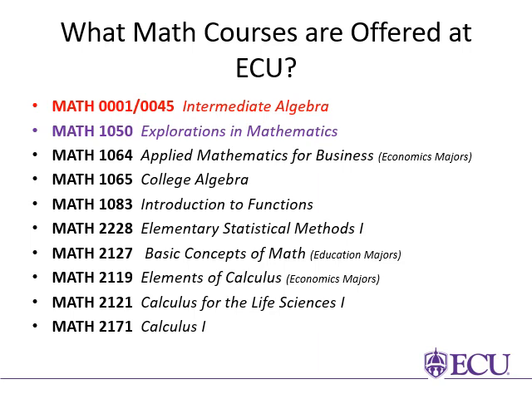Next, Math 1064, Applied Mathematics for Business. That is taken mostly by business or economics majors. Math 1083, Math 2121, and Math 2171 are the more advanced courses a science or math major would typically take after completing college algebra. And finally, Math 2127 is mostly for education majors.